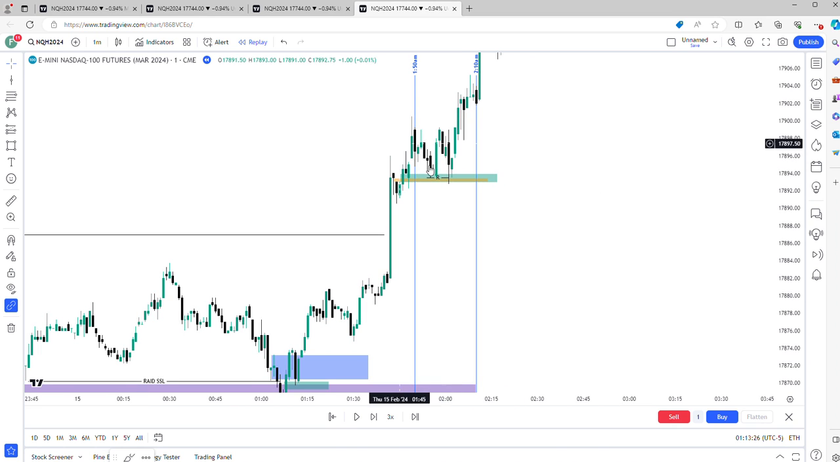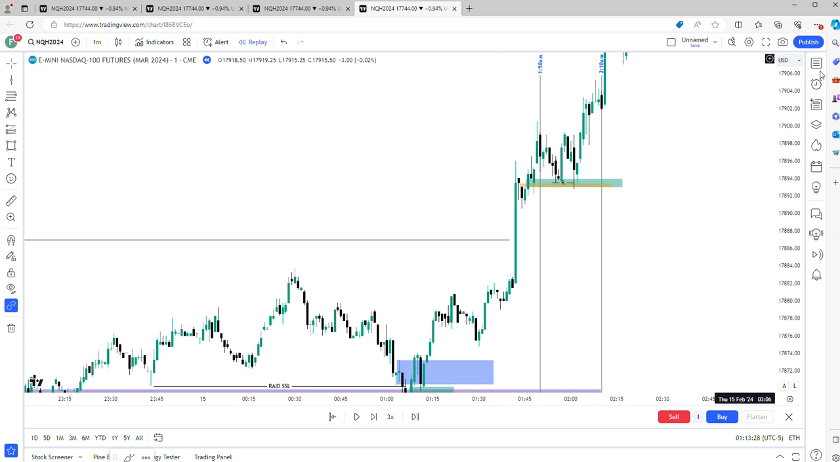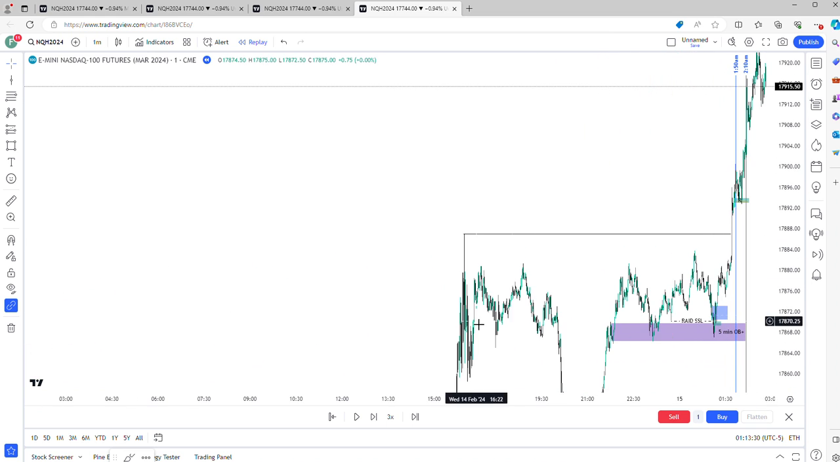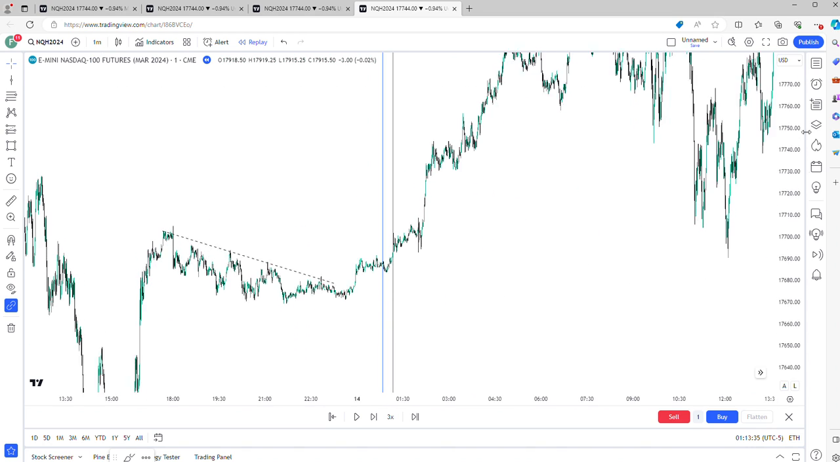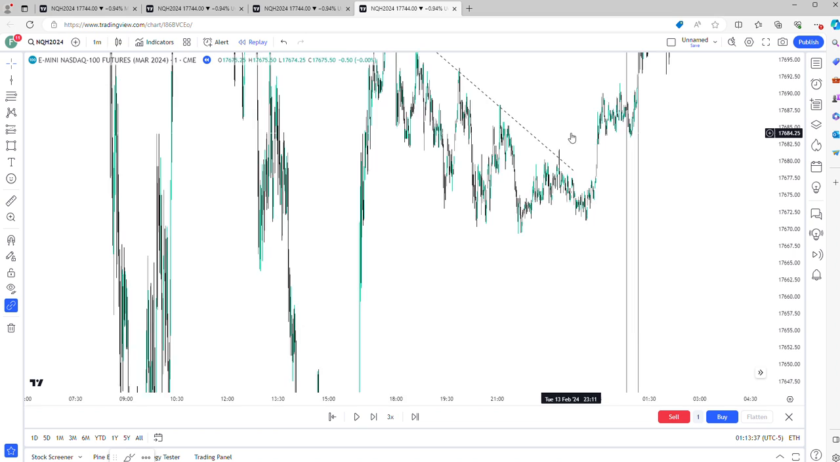And look what's happened. We've had some accumulation, some stagnation, and then we've pushed higher. So the market repeats itself. Look at this. Look at the day before. Look at this previous day, right? Now, it's not in the same macro, but the price action still repeats itself, right?